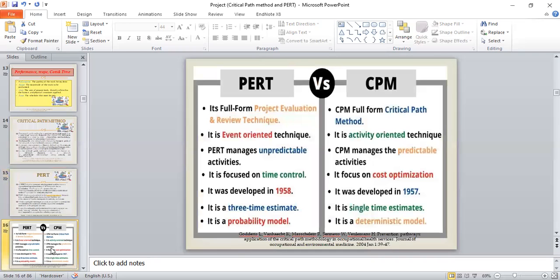Now, the difference between PERT and CPM. PERT stands for program evaluation review technique, whereas CPM is the critical path method. PERT is event-oriented, whereas CPM is activity-oriented. PERT manages unpredictable activities, whereas CPM manages predictable activities. PERT is focused on time control, whereas CPM is focused on cost optimization. PERT was developed in 1958, and CPM was developed in 1957. PERT uses three-time estimates, whereas CPM uses a single-time estimate. PERT follows a probability model, whereas CPM follows a deterministic model.